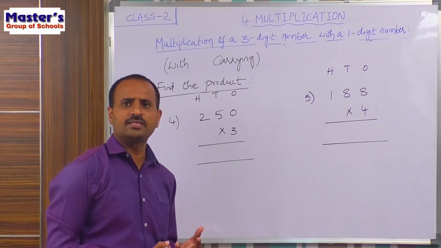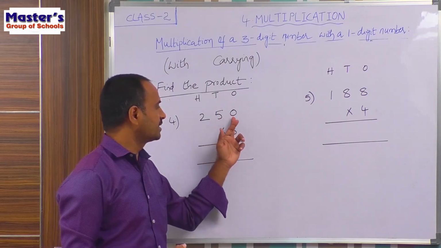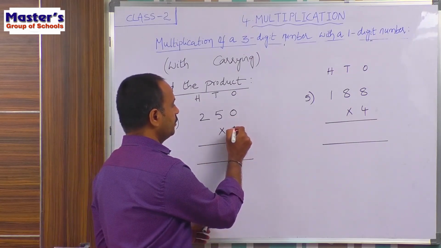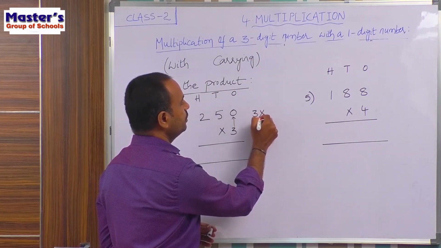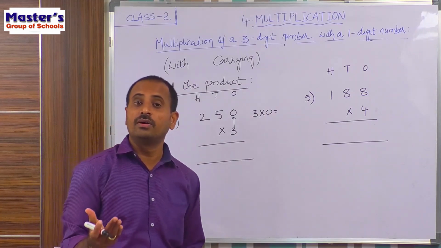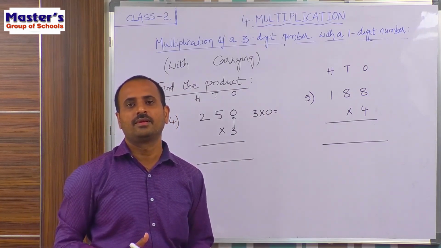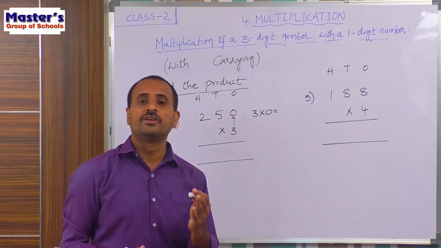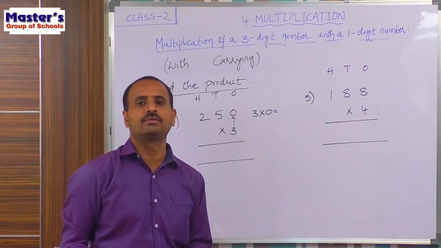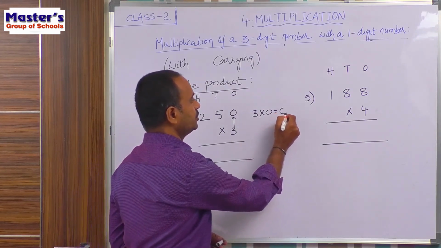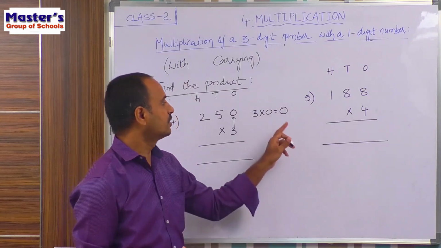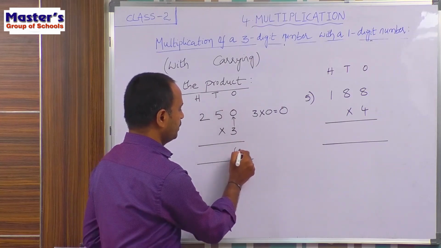So now again, same process: multiply the digit present in one's place with 3. That is multiply 0 with 3, that is 3 into 0. Children, how much will you get? Already you have learned about multiplication facts. According to multiplication facts, if you multiply any number with 0, you will get the same answer, 0. So 3 into 0 is 0. And 0 is a single digit number, there is no need to carry. So write the 0 under ones place.